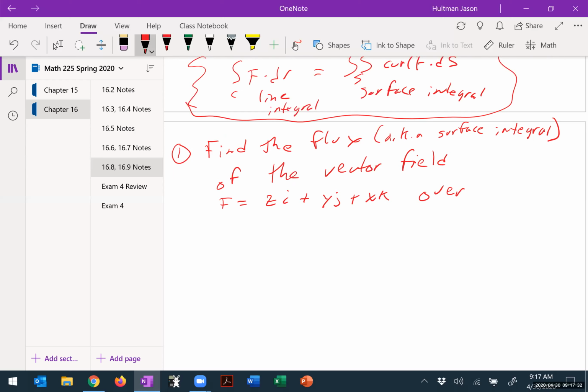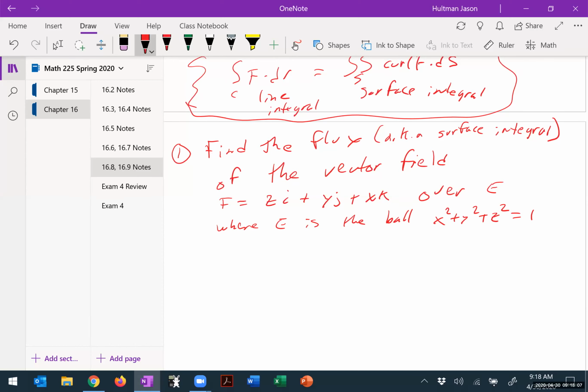Where E is the ball x squared plus y squared plus z squared equals 1. Now again, what's the difference between a ball and a sphere? A ball includes all of the mass inside. The sphere is just the outside. So this is a ball.